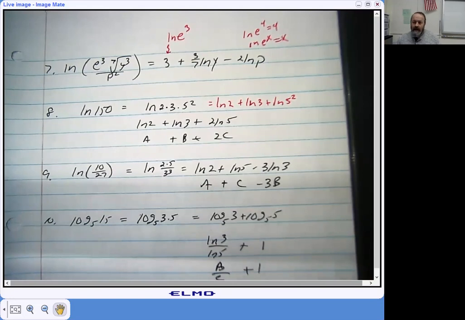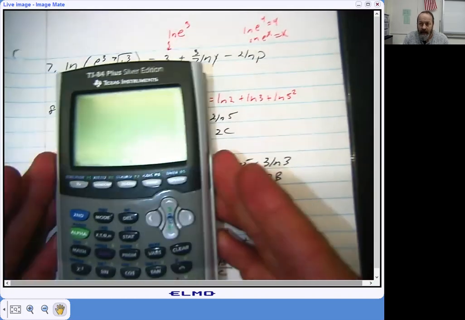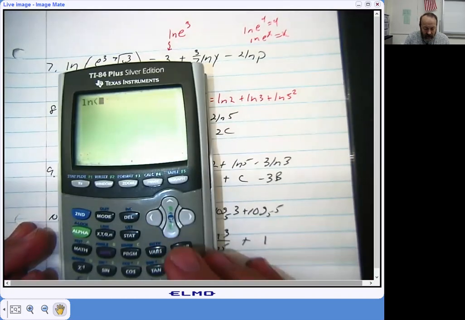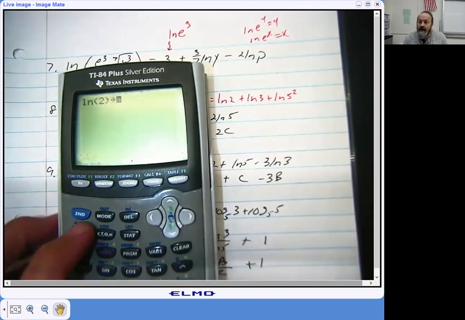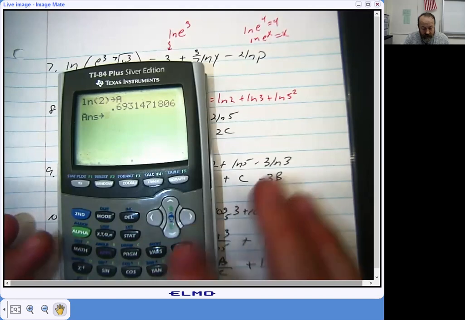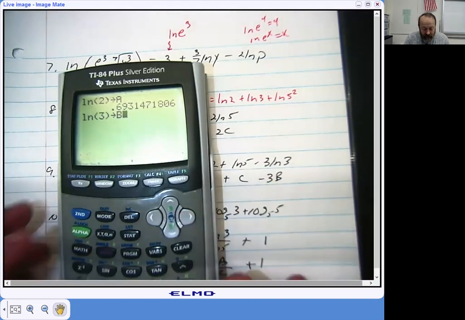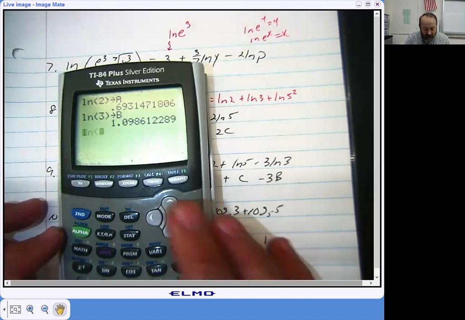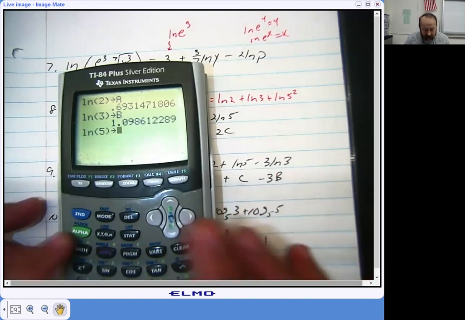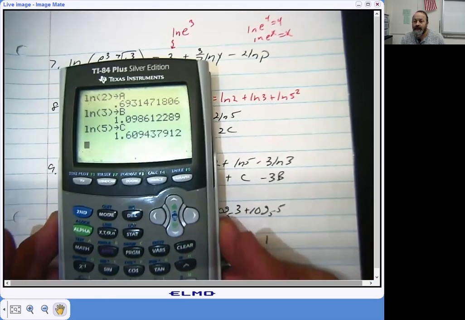Now, again, try not to be too long about these problems. I can double check some things by storing the natural log of 2 as A. I could take the natural log of 3 and store that as B, and the natural log of 5 and store that as C. Now again, this does not have to be done, but it is kind of helpful to try.